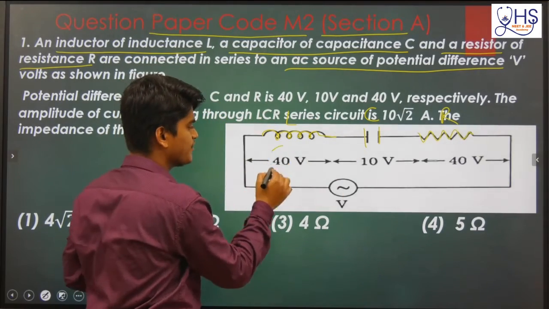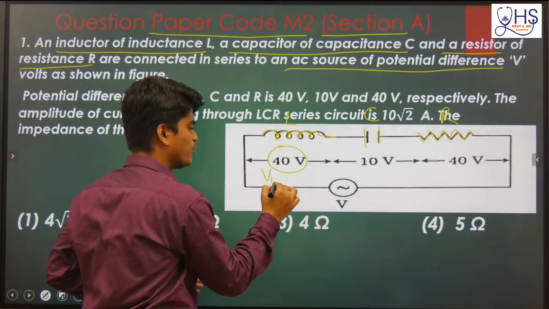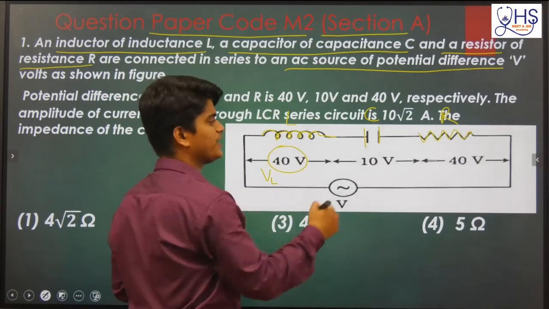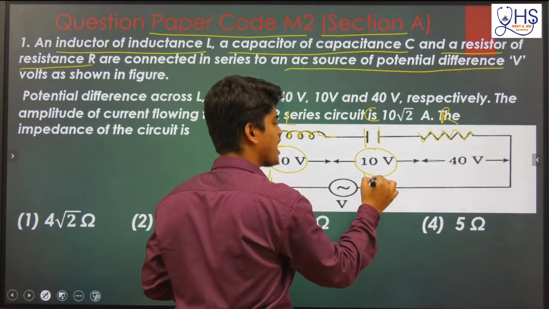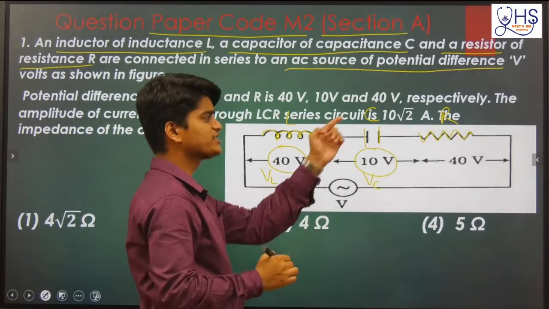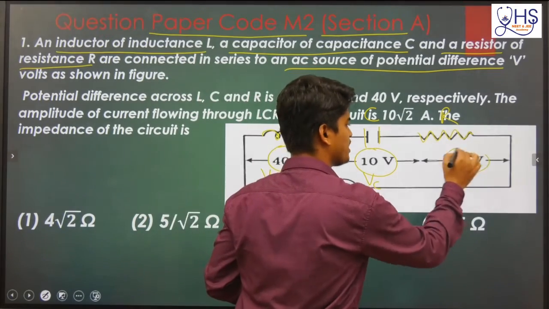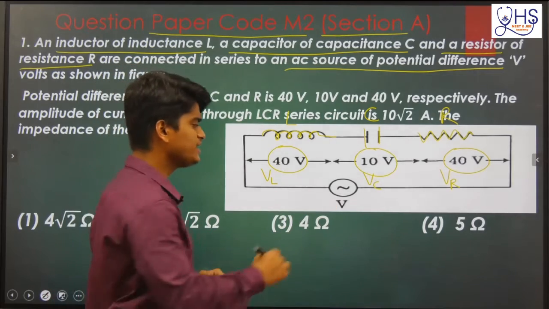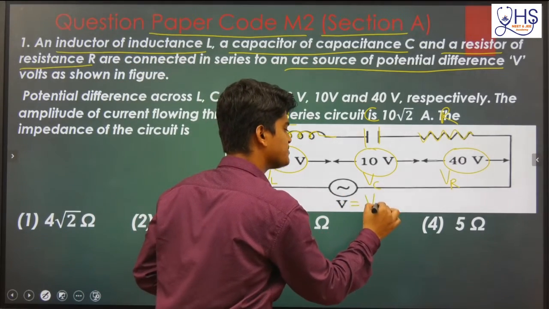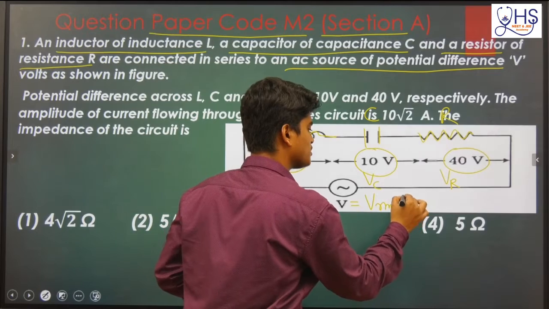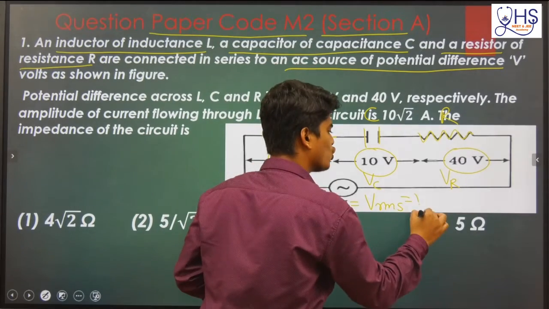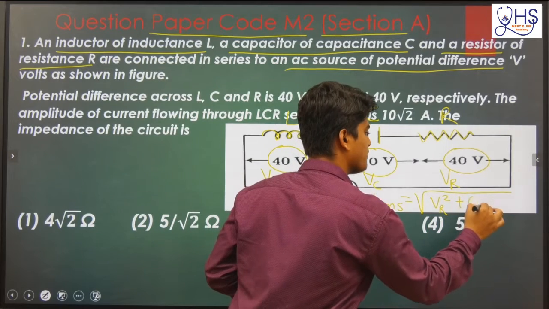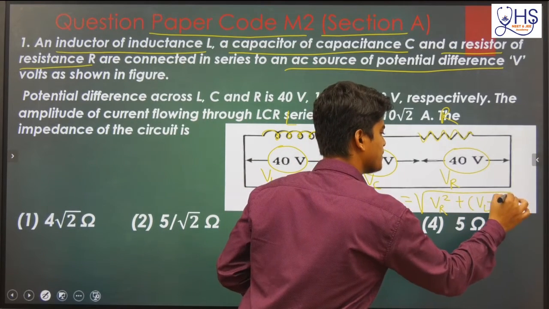Across the inductor it is given potential 40 volt, which is VL, the potential across the inductor. The potential across the capacitor I will write as VC, and the potential across the resistor I will write as VR. If you need to find this V, it is also written as V RMS, which is nothing but root under VR square plus (VL minus VC) square.